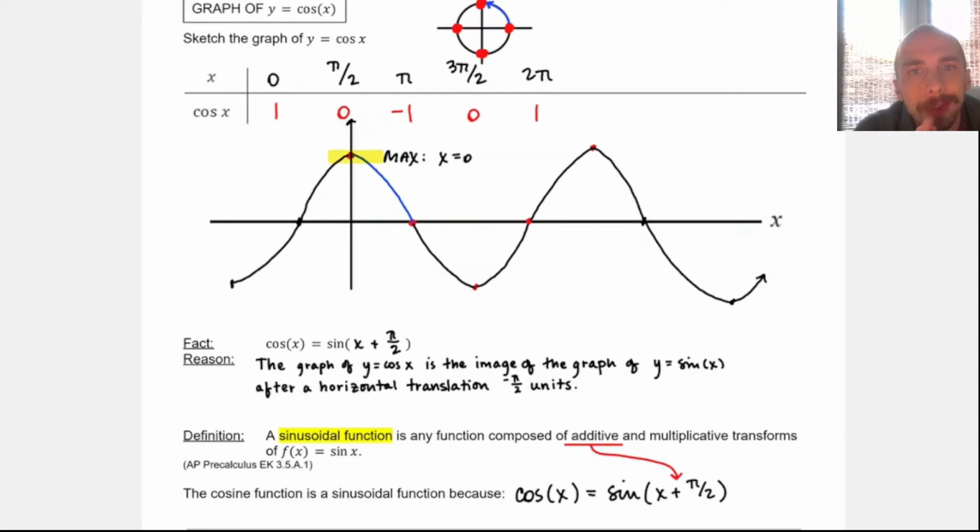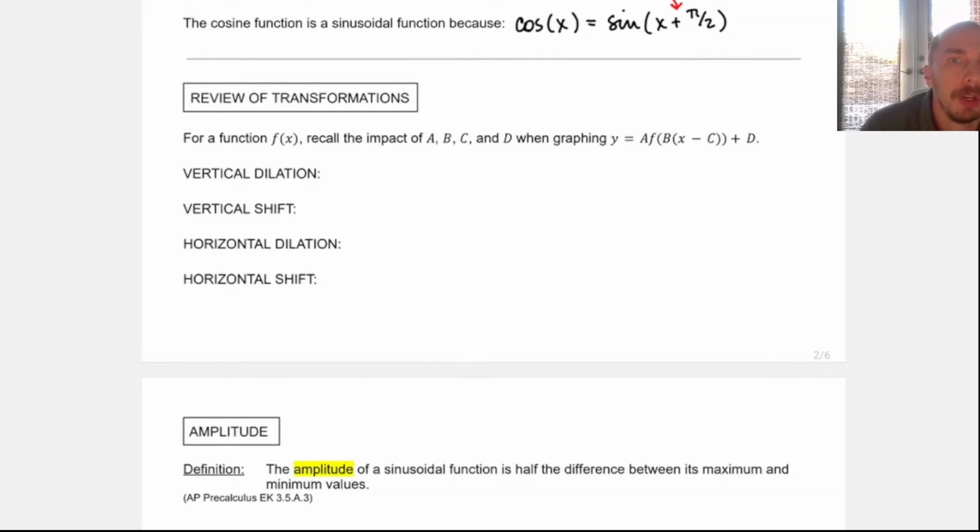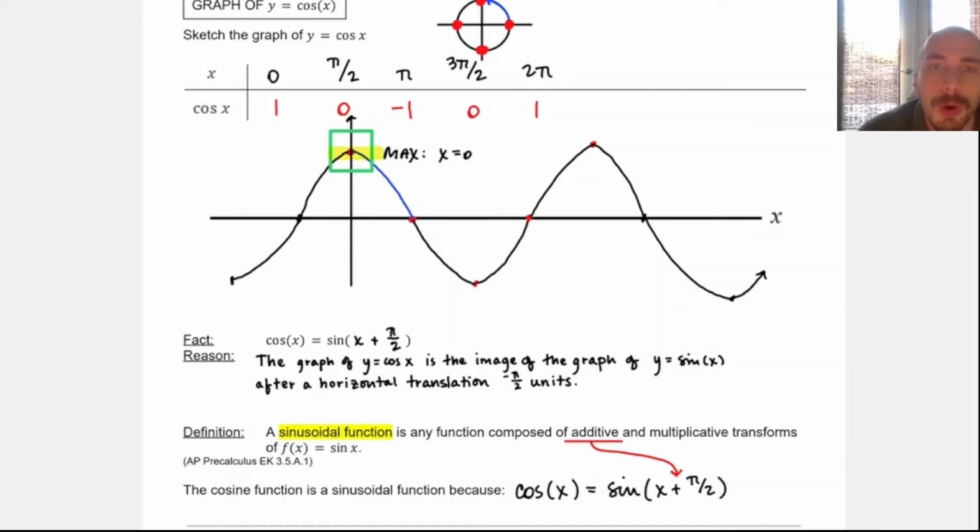All right, now the other thing that I want to point out to you about the graph of y equals cosine x is that it's starting at its maximum. I already pointed it out, but I wanted to emphasize that starting point, that it's starting at the top, starting at its maximum, and that'll be important for us in the next video when we graph transformations.